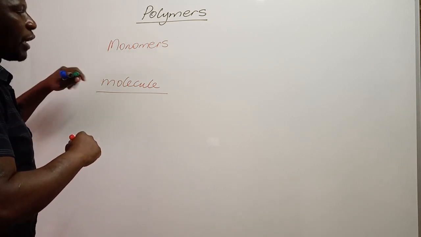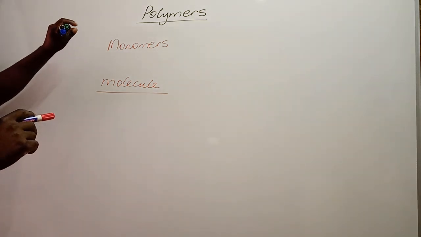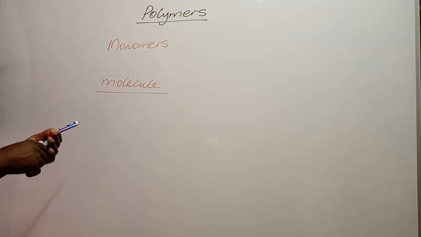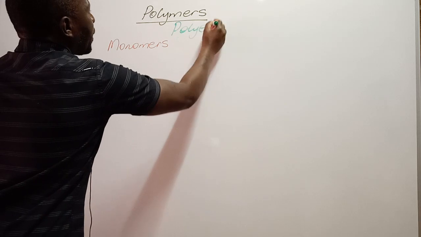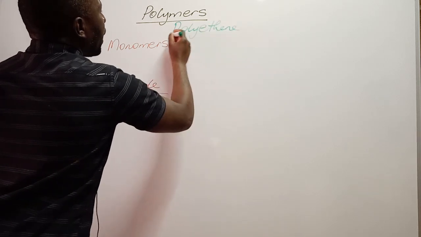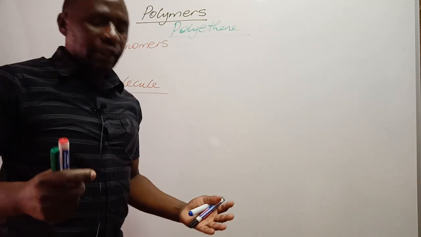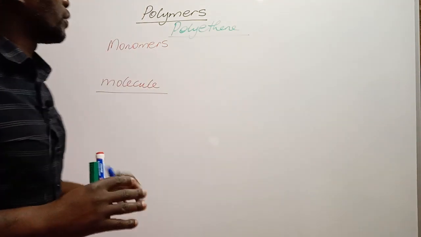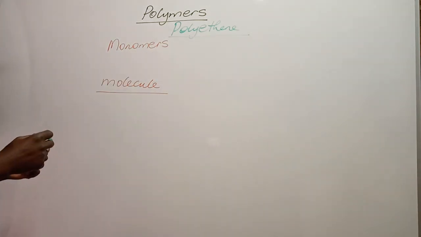For example, we have polyethylene as an example of a polymer. It is used in making insulation, other types of plastics, and so on. So what happens with polyethylene?